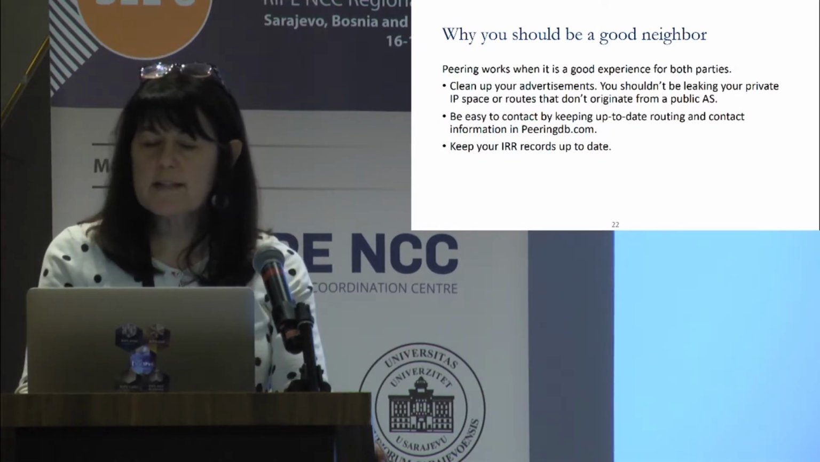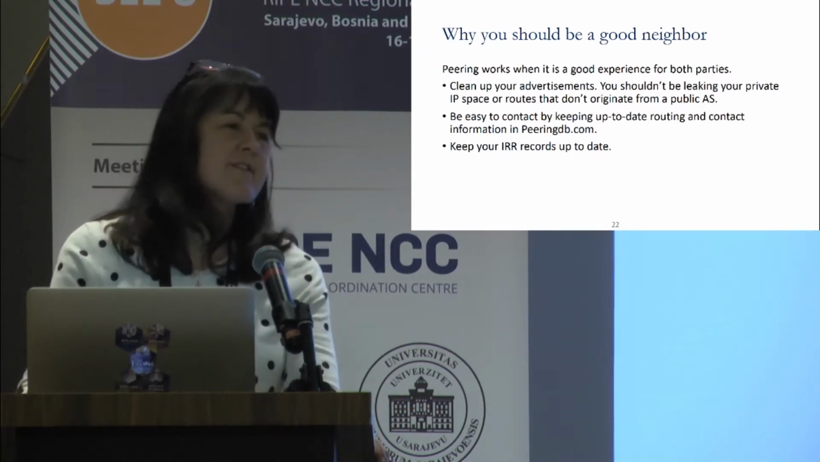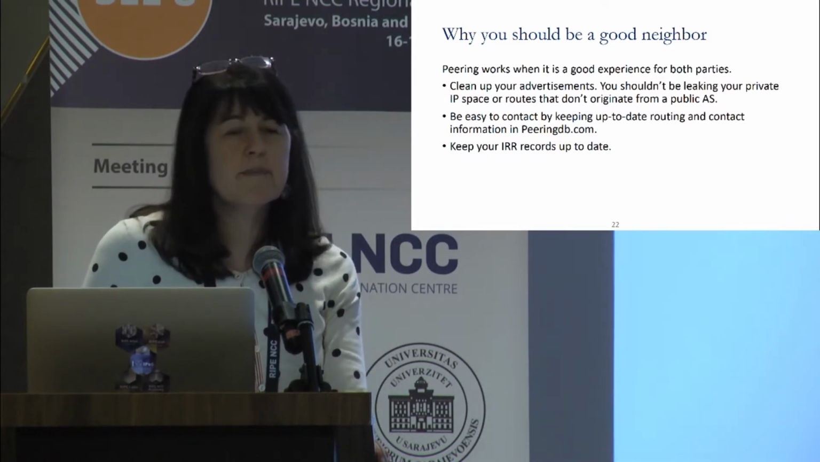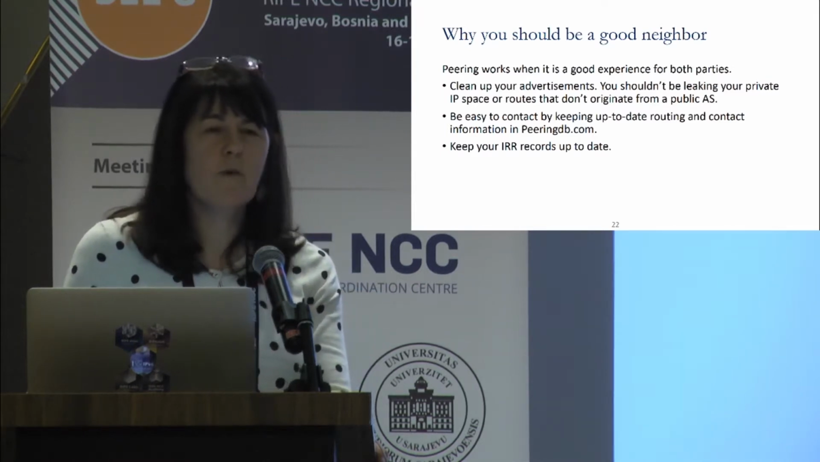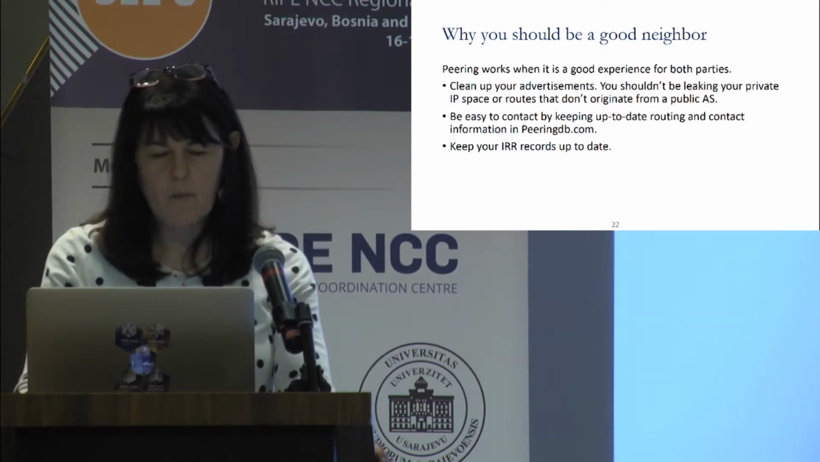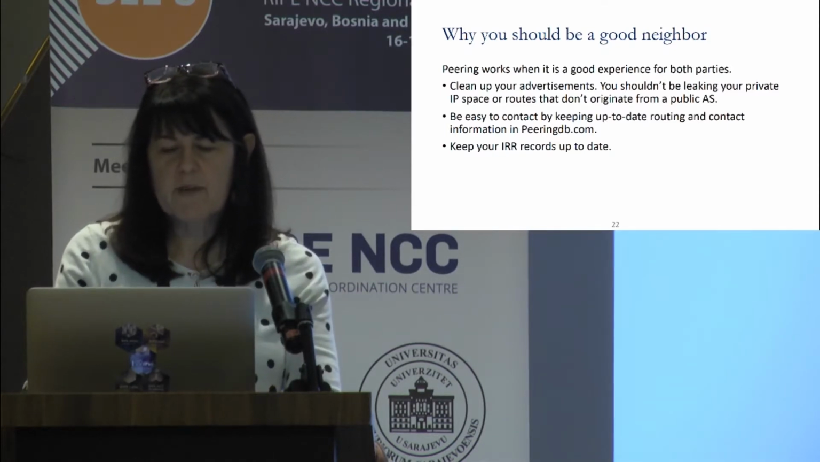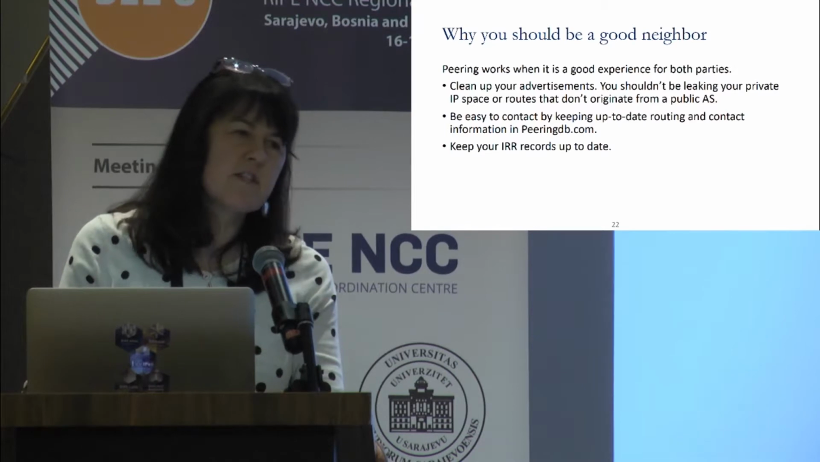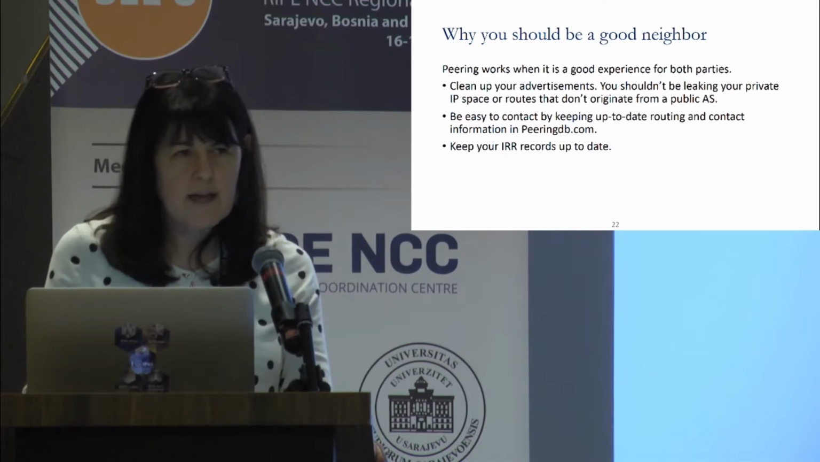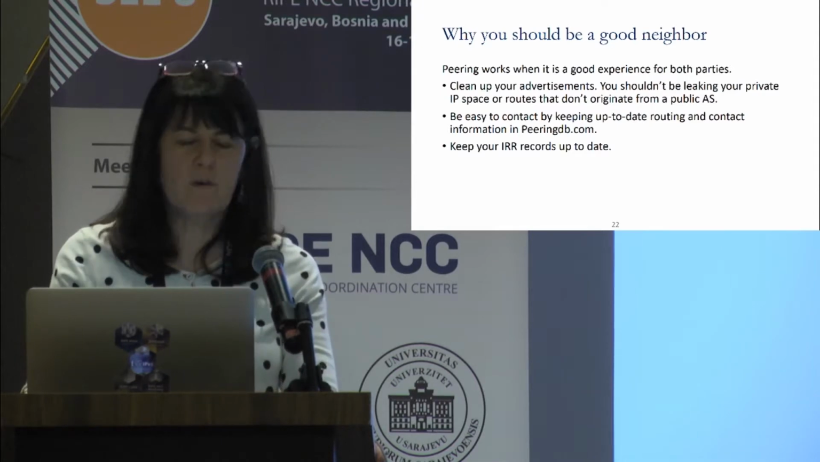So peering works when it's a good experience for both parties, which is why you should be a good neighbor. Clean up your advertisements. It does not create confidence when someone looks at what you're advertising to them and they find a lot of private IP space, or possibly you're leaking the entire internet to them. So please be careful about what routes you advertise. Please be easy to contact by keeping your information up to date. You can do this in PeeringDB, you can do it at RIPE, wherever you choose to do it, but it is really a good idea to be easy to get a hold of in the event of a problem, especially if some person is doing something naughty on your network and they need to get a hold of you.